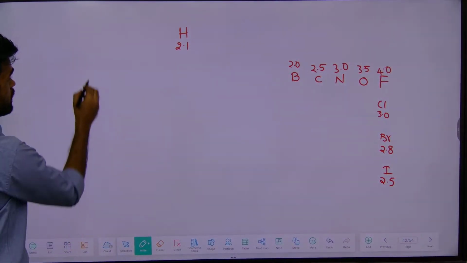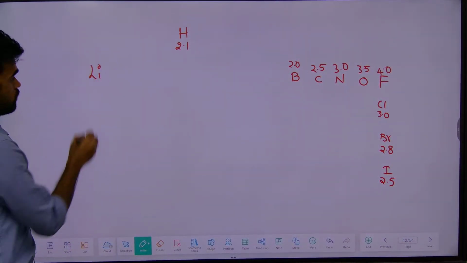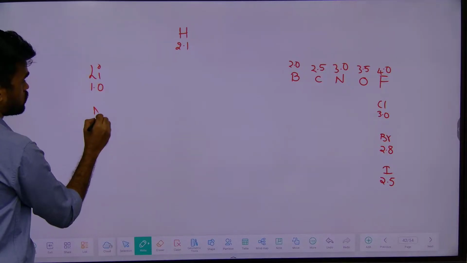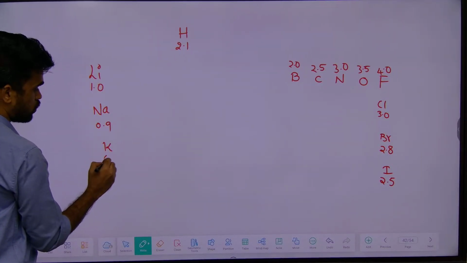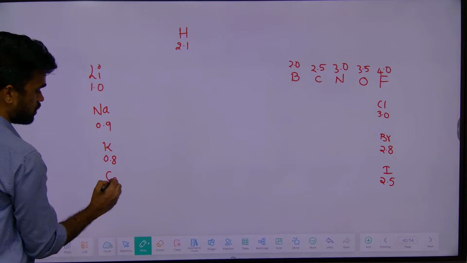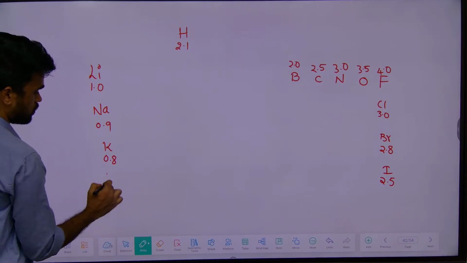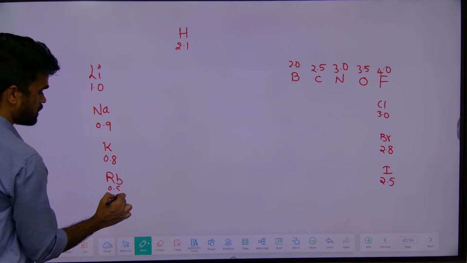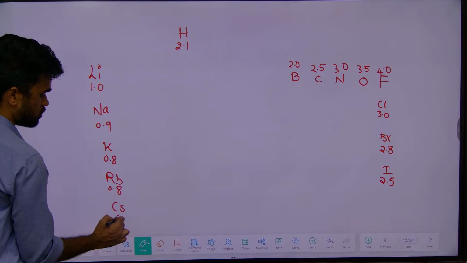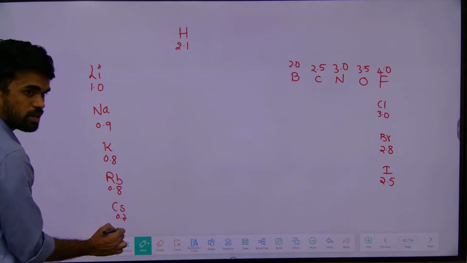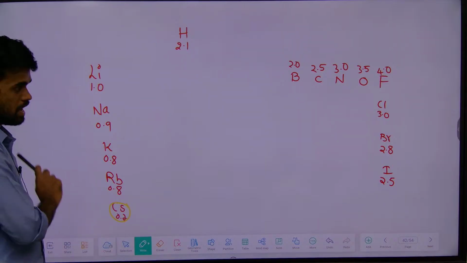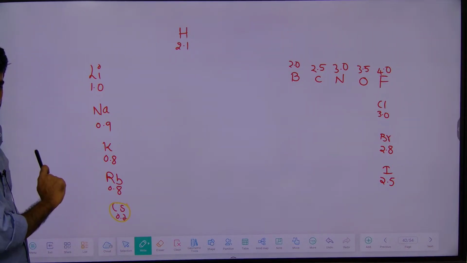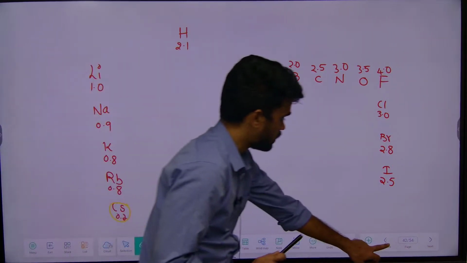Okay. This side, if I come, 1.0, sodium 0.9, potassium 0.8, rubidium 0.8. Cesium also 0.7, francium also 0.7, but consider up to cesium only, because francium has some radioactive nature. Okay, yeah, this is fine.